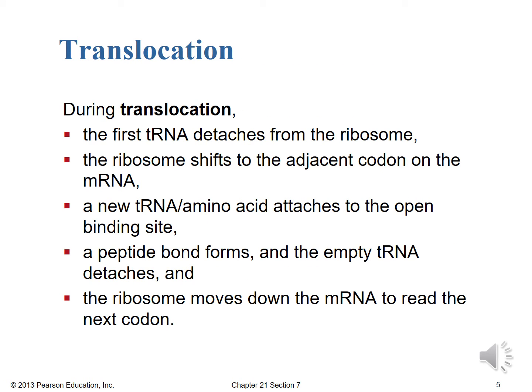Our next step is translocation, and during translocation, that first transfer RNA detaches from the ribosome. The ribosome shifts to the adjacent codon on the messenger RNA. We get a new transfer RNA with amino acid attached to the open binding site. A peptide bond forms, and that empty tRNA now detaches, and the ribosome moves down the messenger RNA to read the next codon, sort of like a protein assembly factory.